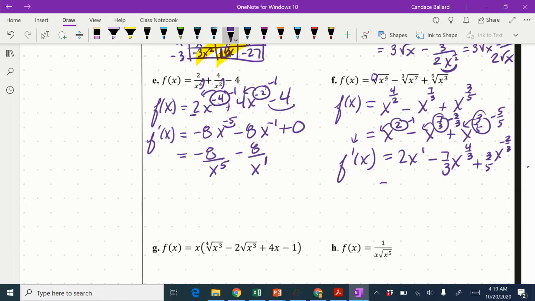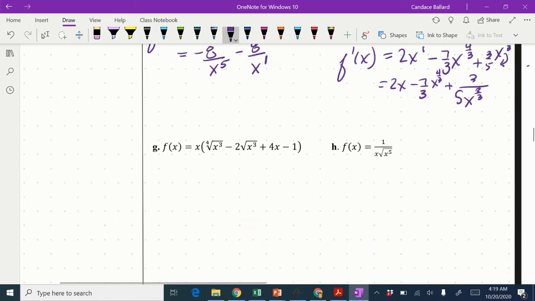The only thing I would probably change is maybe bring this variable downstairs because the exponent's negative. So 2x minus 7 thirds x to the 4 thirds plus 3 over 5x to the 2 thirds. Typically, if it isn't like a square root, they will leave these improper fractions rather than putting them back into roots.